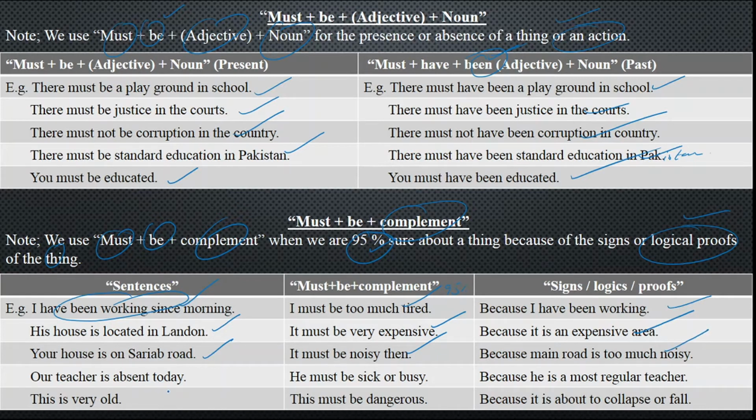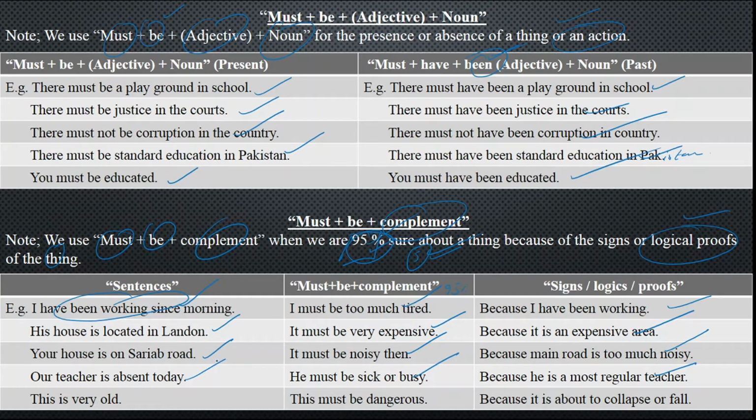Our teacher is absent today. He must be sick or busy. There can be two conditions, whether he is sick or busy, or 5% maybe he was not willing to come, but these show the 95% same reason that he was absent. Because he is the most regular teacher, when he does not come, you will say 95% maybe he is ill or busy, but 5% maybe he was not willing to come today, or the guests had come. So this is what you're not sure about.